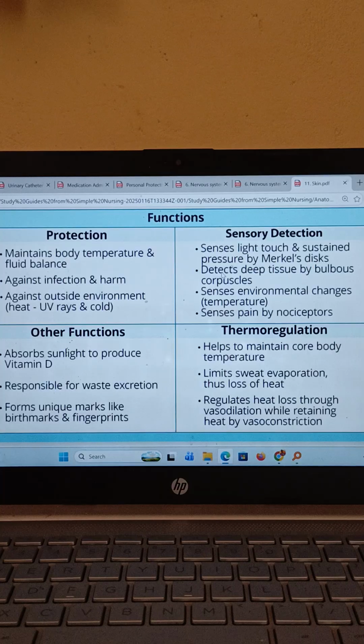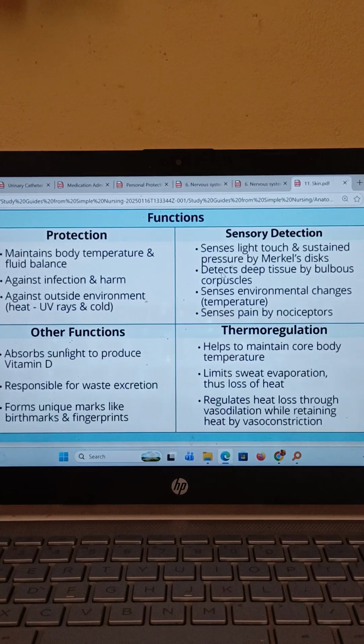What about thermoregulation? It helps to maintain core body temperature. That's also a function of the skin. Then it limits sweat evaporation, thus loss of heat. And finally, it regulates heat loss through vasodilation while retaining heat by vasoconstriction. So if you're having vasoconstriction of blood vessels, we are retaining heat. When you're having vasodilation of blood vessels, we are trying to regulate heat loss as a core function of the skin. What are the other functions?